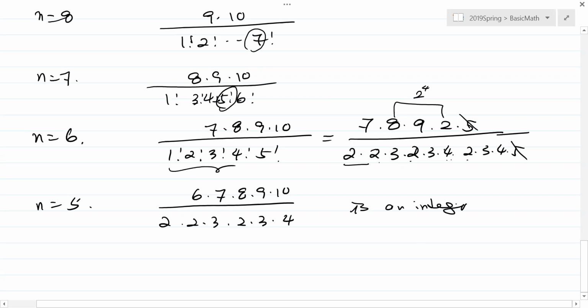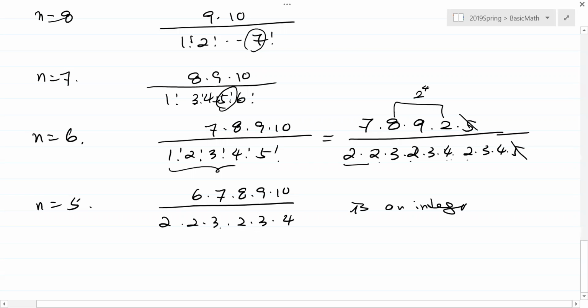So the smallest n such that this is not going to be an integer is actually 6. Okay, the answer is 6, okay? Smallest one, the rest of them will be an integer, okay? Yeah, it's a little bit complicated, but you have to quickly check whether you can cancel all the factors in the denominator, okay? All the factors in the denominator, okay?